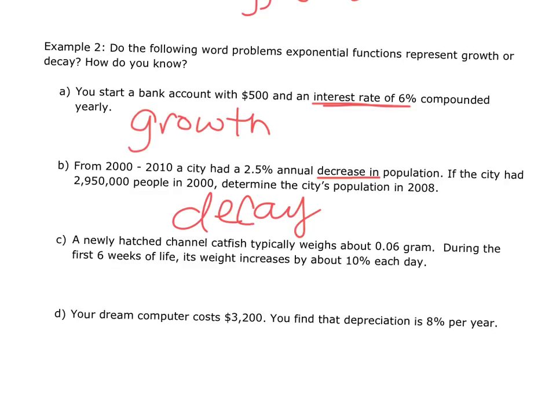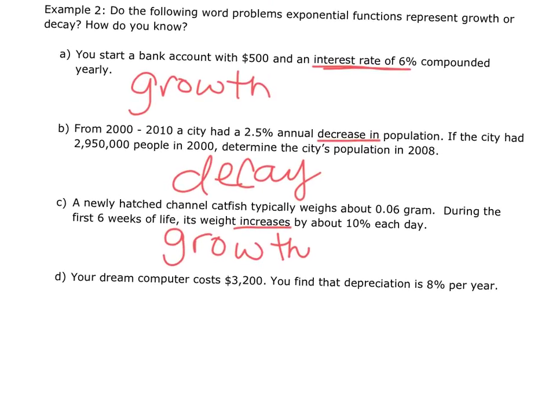C. D says a newly hatched channel catfish typically weighs about 0.06 grams. During the first 6 weeks of life, its weight increases by about 10% each day. So it's increasing, so that's going to be growth. Perfect.